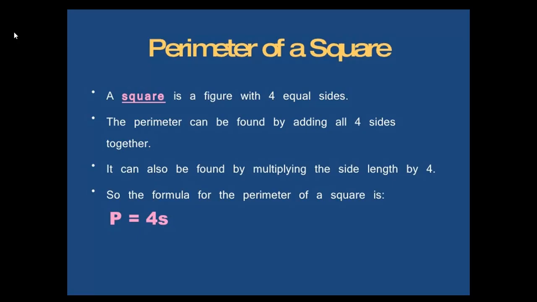How do I find the perimeter of a square? We know that a square is a figure with 4 equal sides. The perimeter can be found by adding all 4 sides together. It can also be found by multiplying the side length by 4. So the formula for the perimeter of a square is 4 times the side.